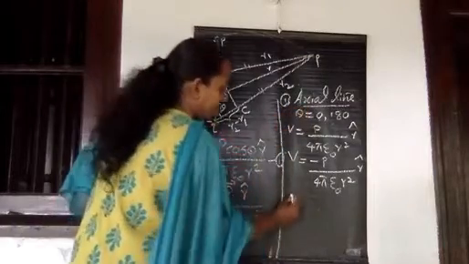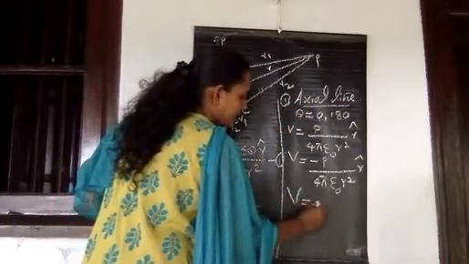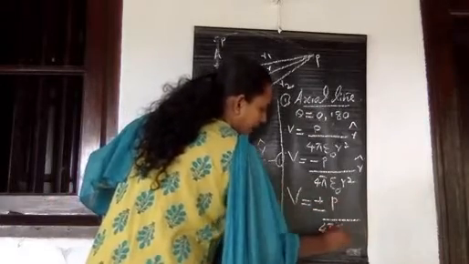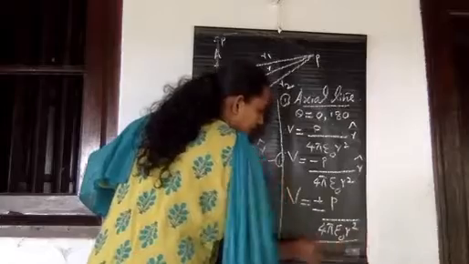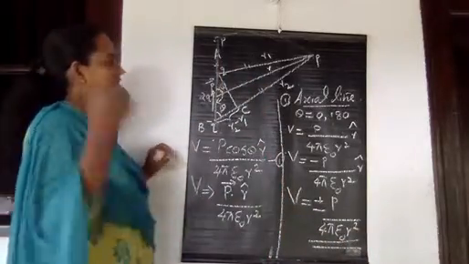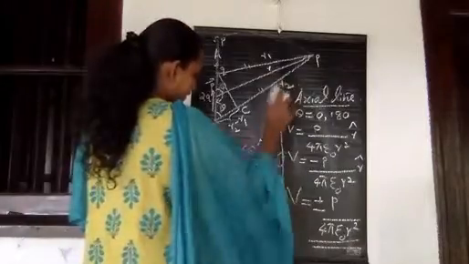So along the axial line, the expression for the potential is V is equal to either plus or minus P divided by 4 pi epsilon 0 r square. Is it clear? That is the first case.